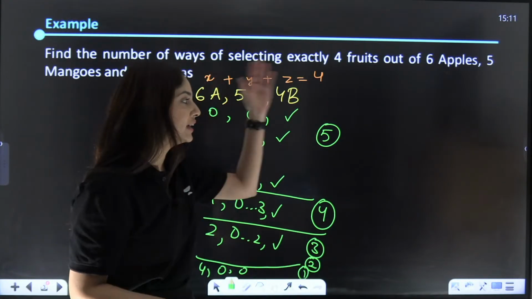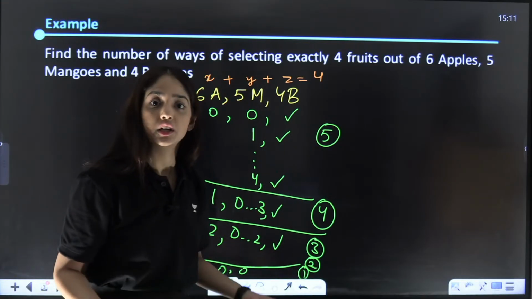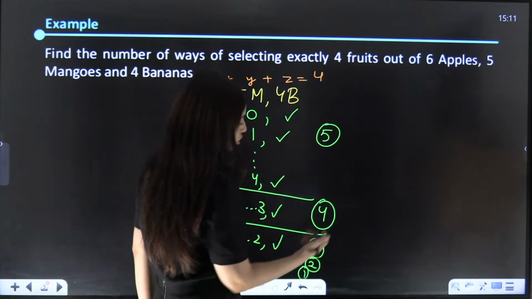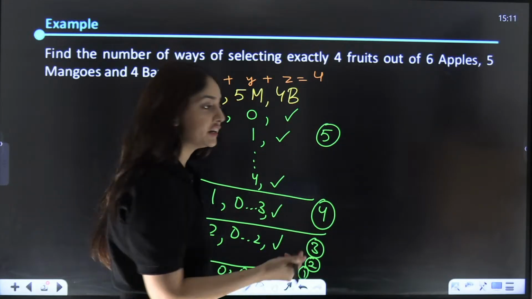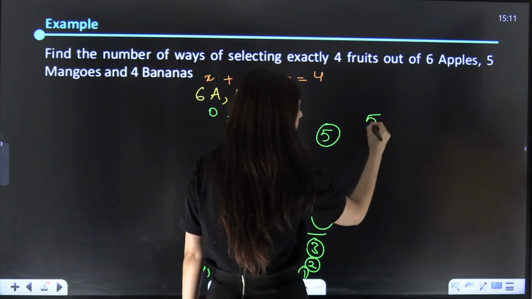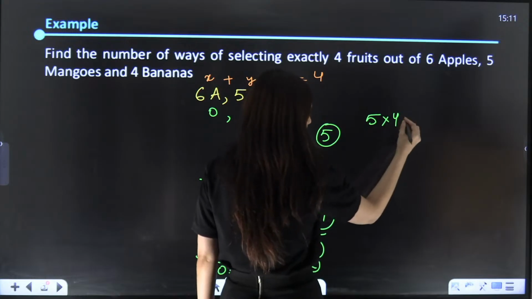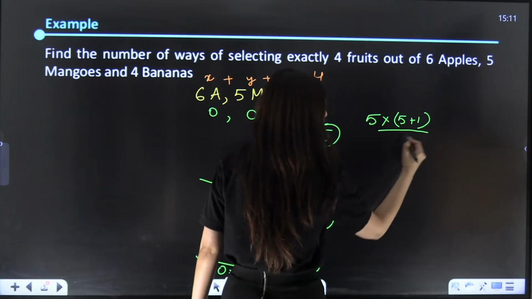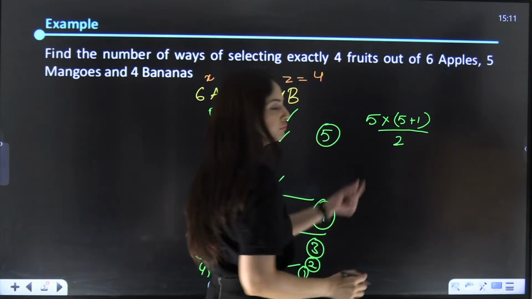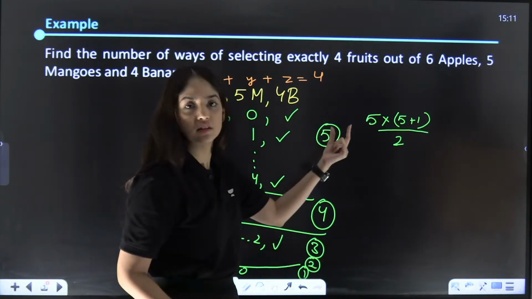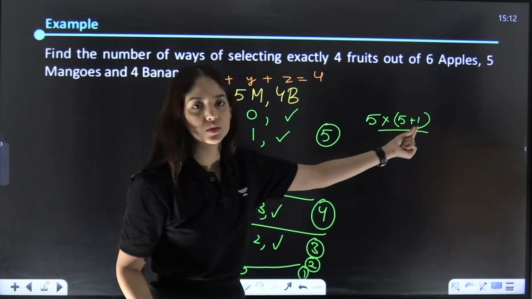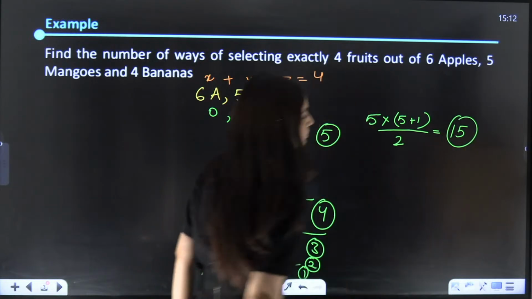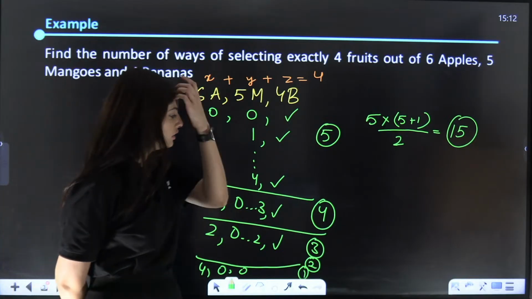Or if it were a larger number, then we can use AP or sum of series formula, however you feel comfortable. So for sum of series, we have 5 into 5 plus 1 by 2, right? Number of numbers 5, so n into n plus 1 by 2. Again, that is 15. So that is another way of looking at it.